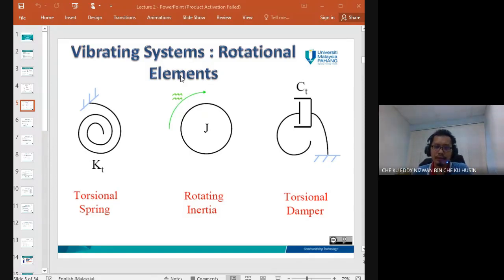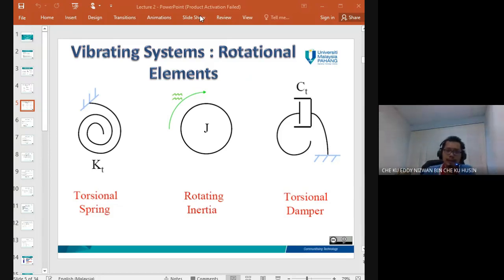Okay, so we continue with the rotating elements. As mentioned, for translation we develop the equation of motion based on force equilibrium, so the summation of all forces applied to the system should equal zero, because we consider the system in dynamic equilibrium.